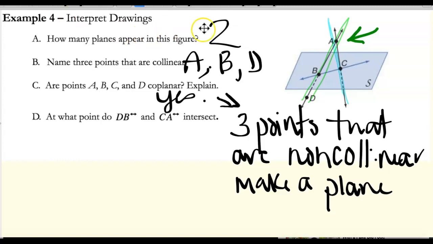Okay, so this example is pretty much similar to the one that we just went through. There are 2 planes. The points that are collinear are A, B, and D. And then it asks if A, B, C, and D are coplanar. We can say yes, because 3 points that are non-collinear make a plane. And at what point do lines DB and CA intersect? That again would be point A.